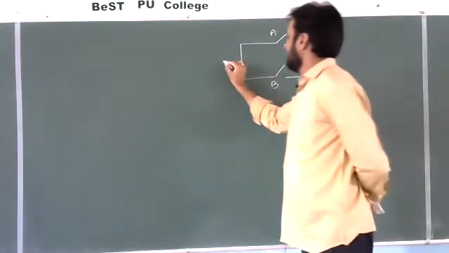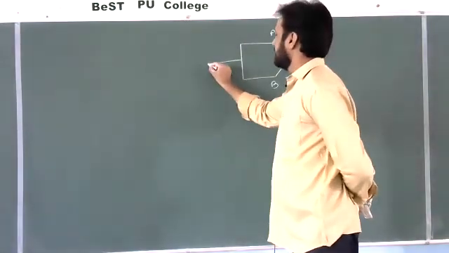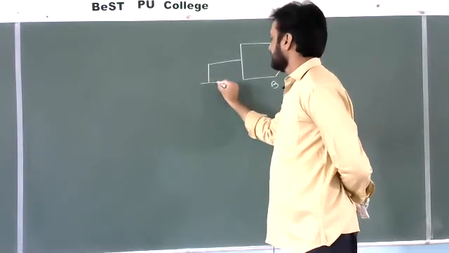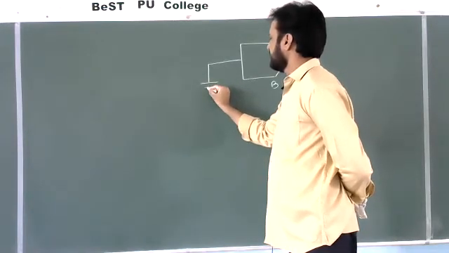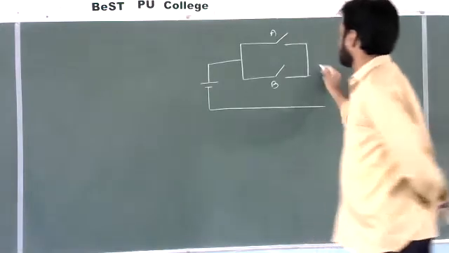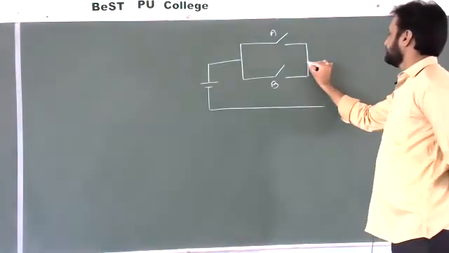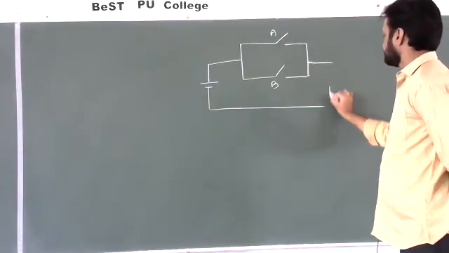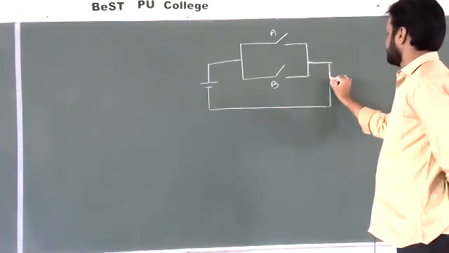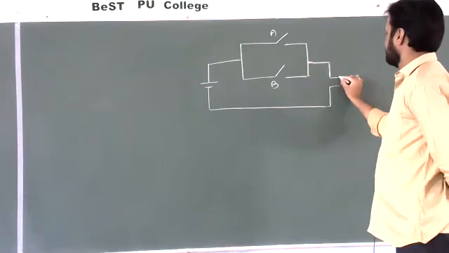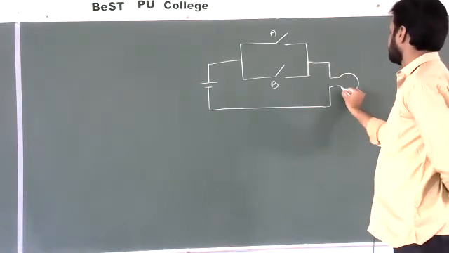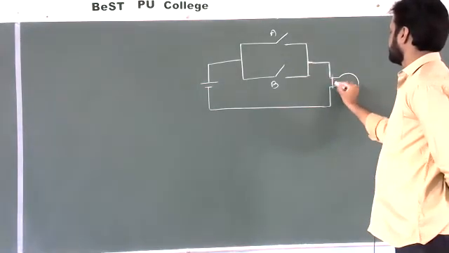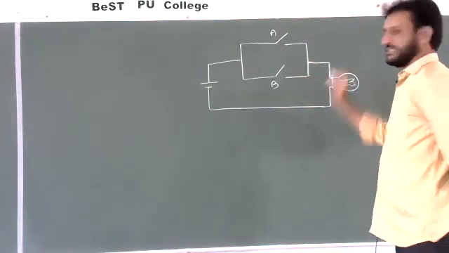And here I'll connect one cell or battery. So one battery will be connected, and again this will be connected to an electric bulb. The same will be connected to the bulb like this. Here there will be an electric bulb. So this will be the bulb, correct?